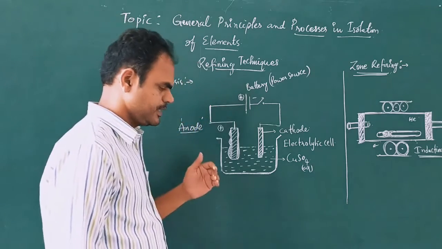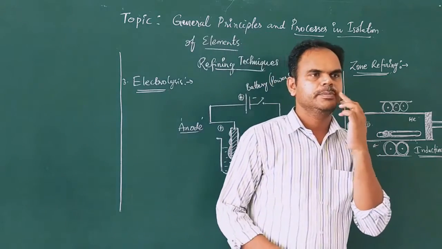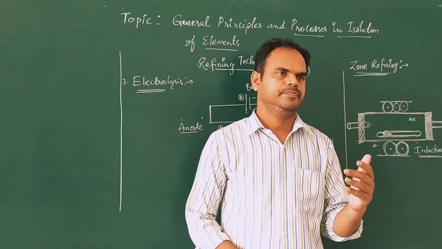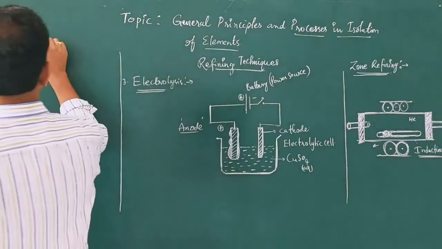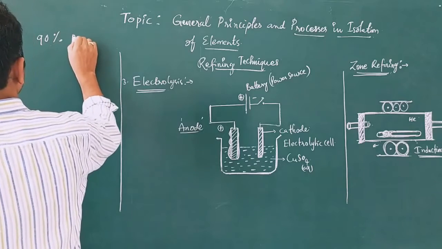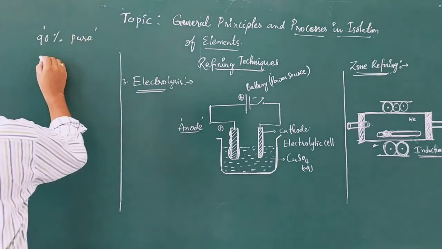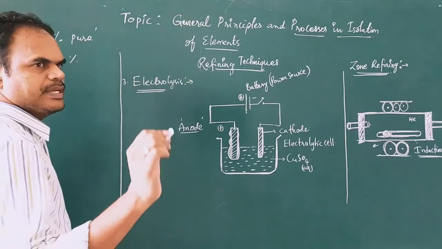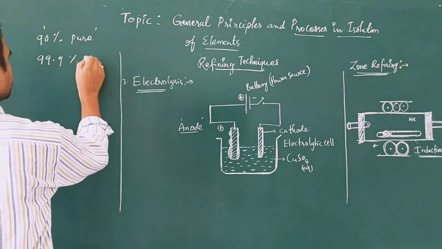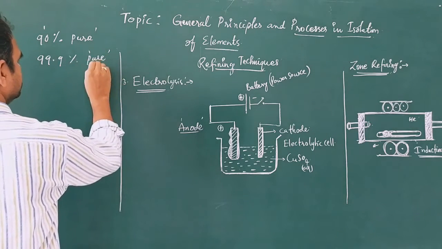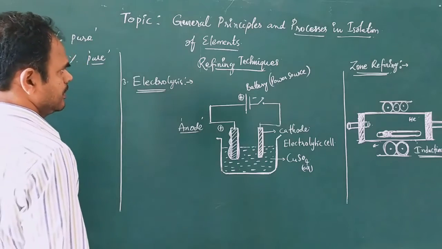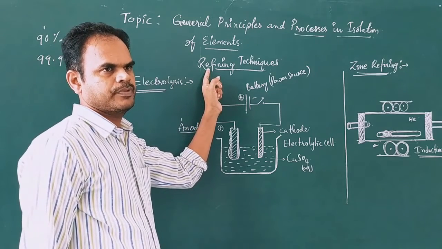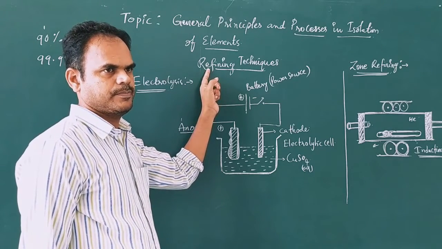Extraction of the metal from the metal oxide will give an impure metal. It is just above 90% pure, but not 99.9% pure. If you want to get 99.9% pure metal from the ore, we must use refining techniques.